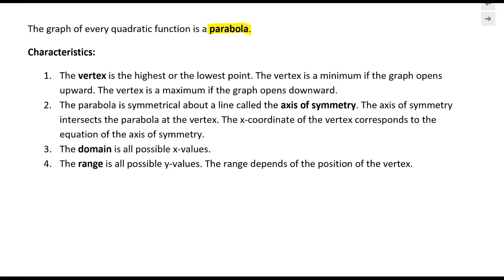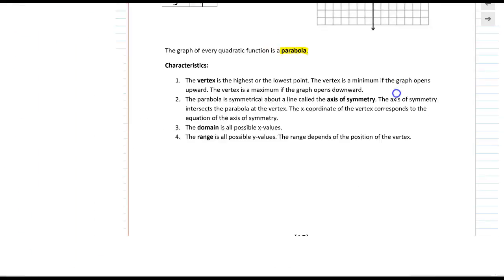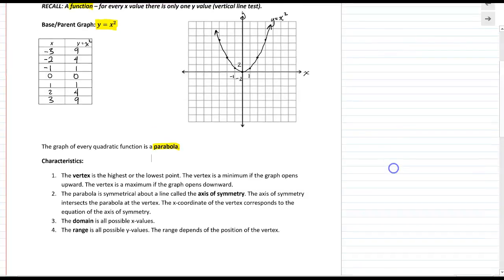There are some key points that we need to label. So I'm going to scroll back and forth, and maybe zoom out a little bit so I can have it all on my screen. The first key point is the vertex. It is the highest or lowest point. If the graph opens upwards, it is the minimum, it is the bottom. If the graph opens downwards, it is the maximum. So on our graph, our vertex is at 0, 0.